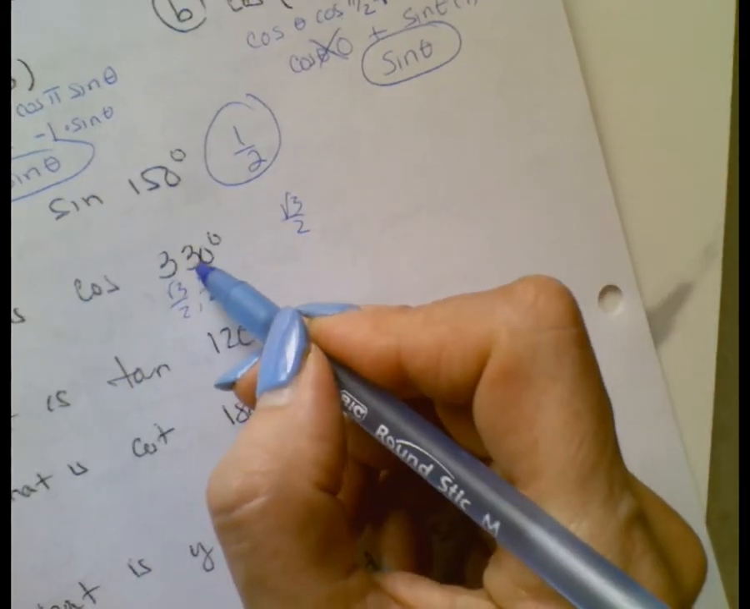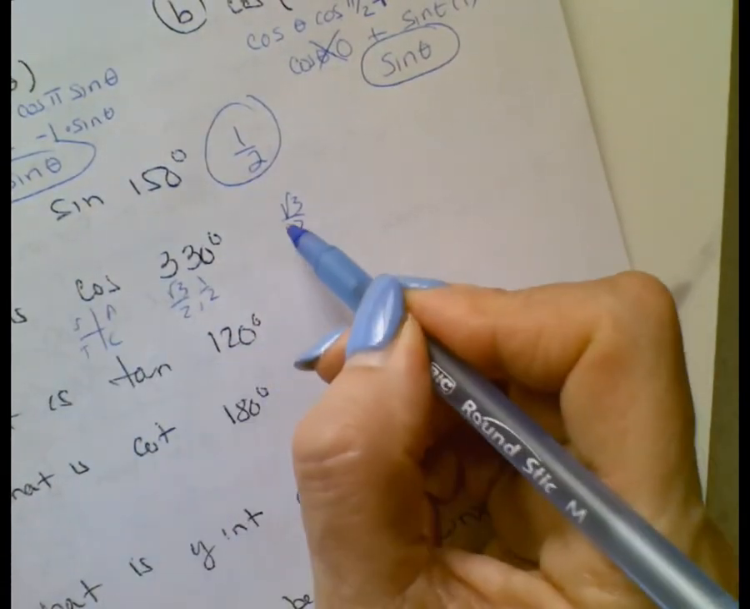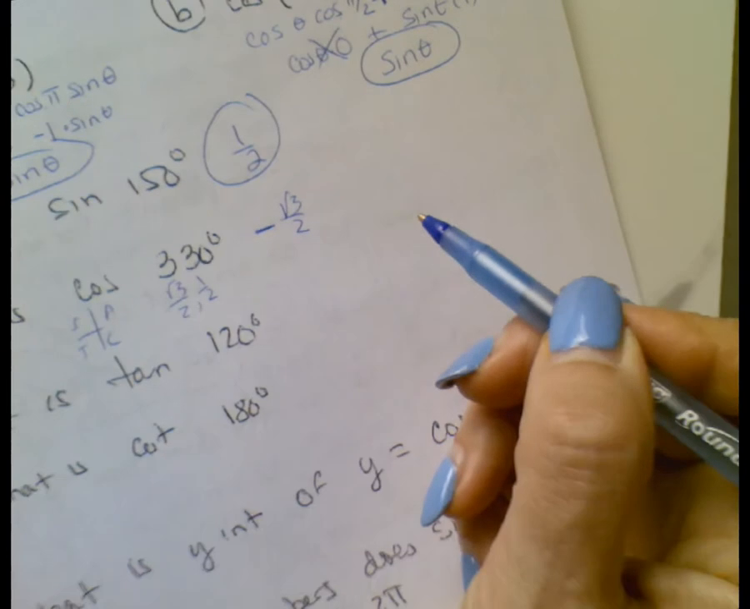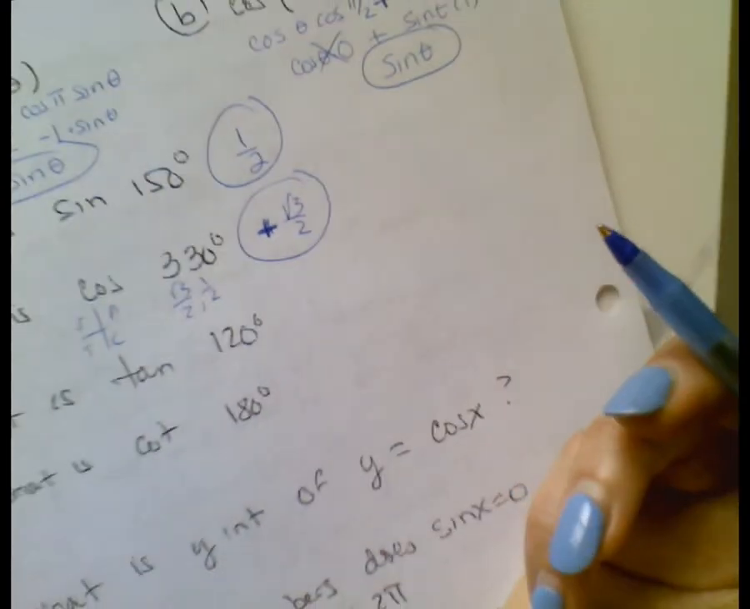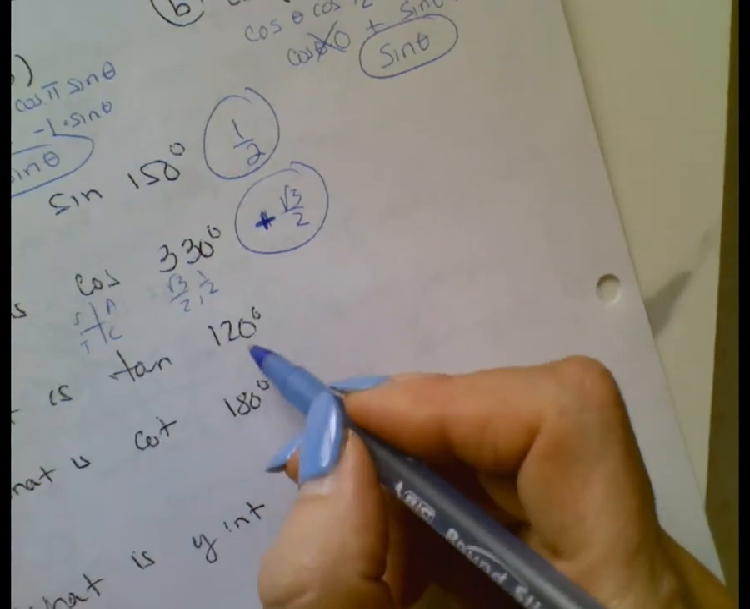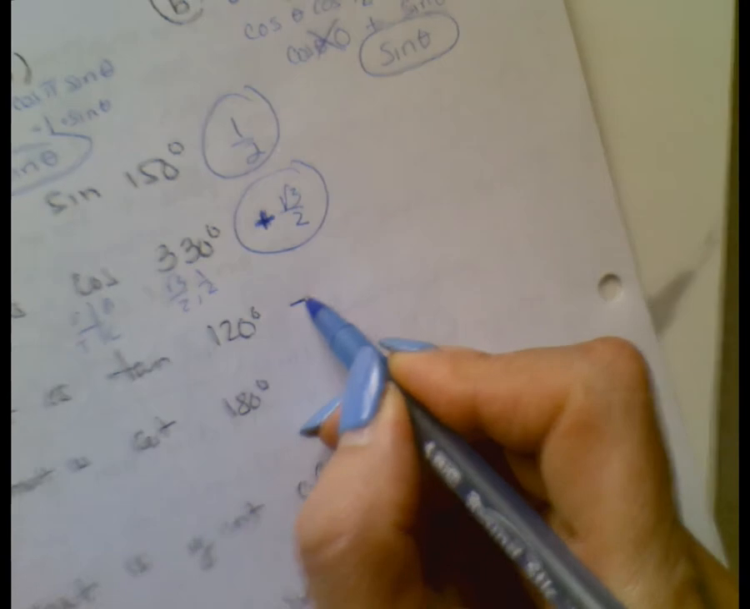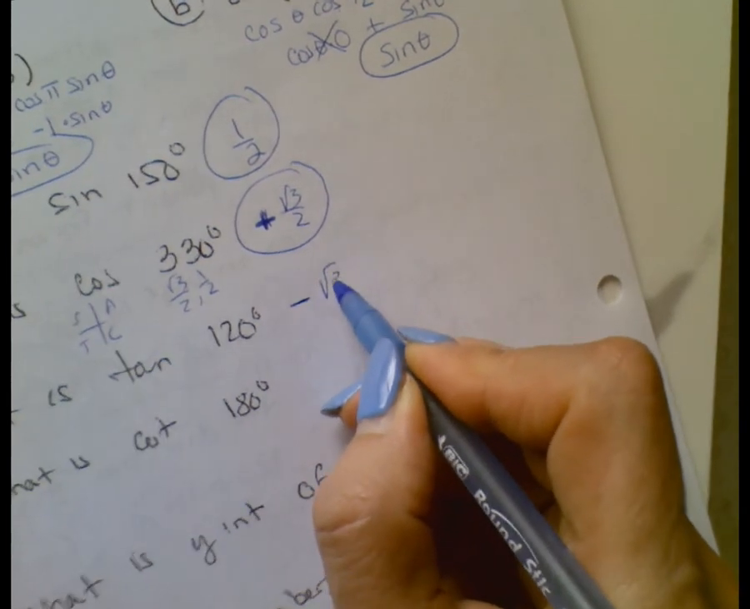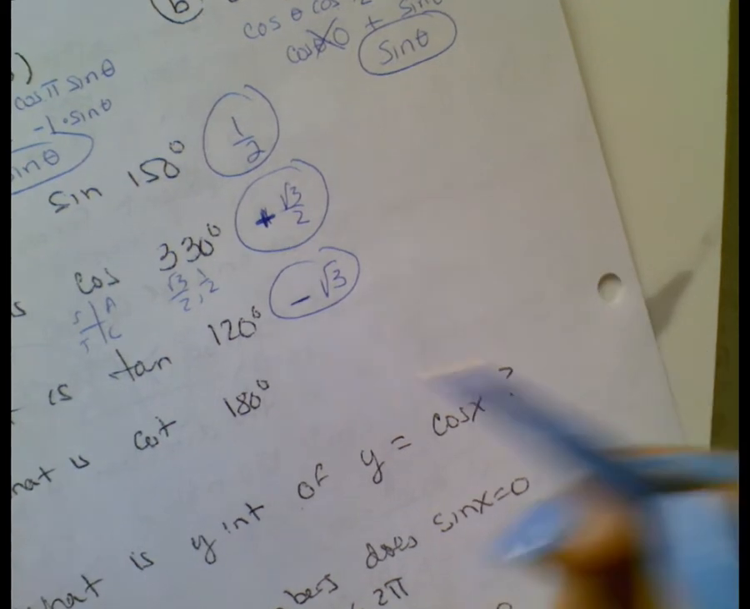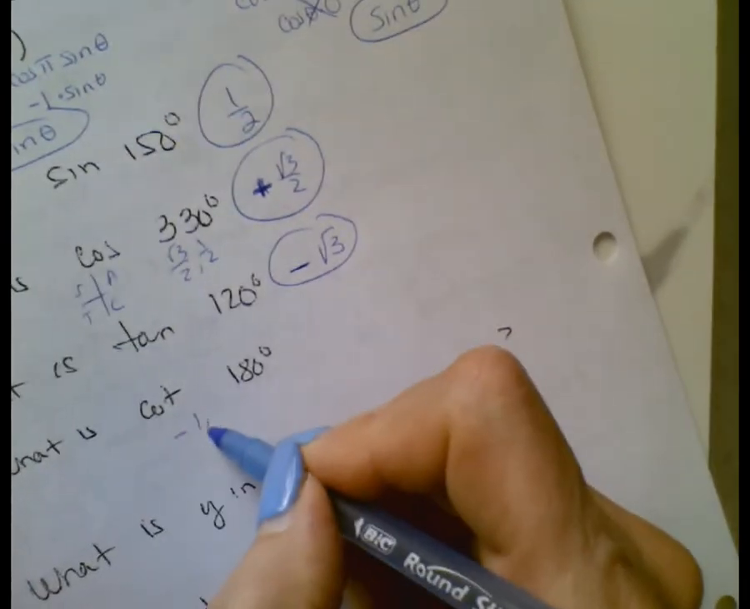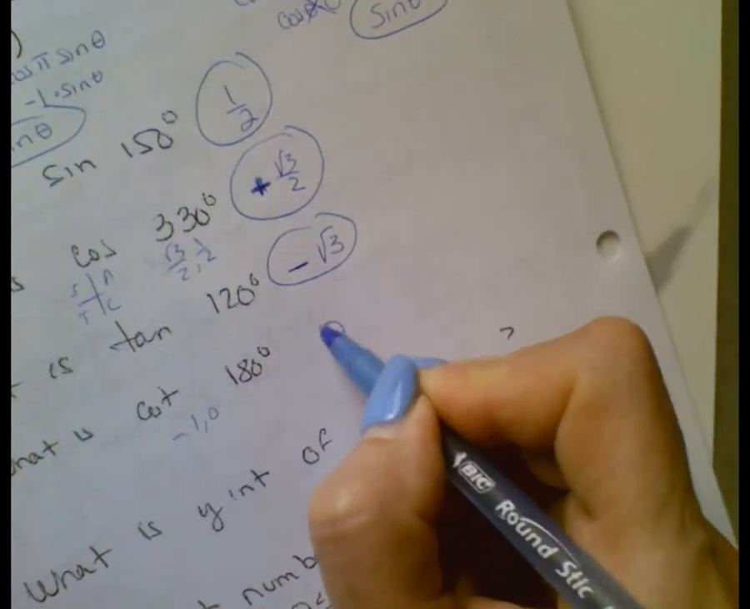Is it positive or negative? It's in the fourth quadrant. All Scholars Take Calculus, so it is. Oh, what am I talking about? It's positive. It's in the fourth quadrant. Next, tangent of 120. 120 is a 60 degree angle. 120 is in the second quadrant. Tangent is negative in the second quadrant, and it's radical 3. Negative radical 3. What is the cotangent of 180? 180 has this ordered pair. Cotangent is x over y, so it's undefined.